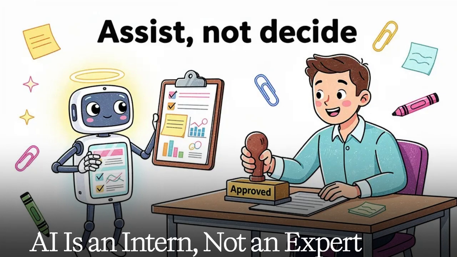Lesson 10. AI is an intern, not an expert. AI is best used like a fast, tireless intern. It drafts, summarizes, and explores patterns well. It should not make final decisions, judgments, or approvals. Humans remain responsible for outcomes.